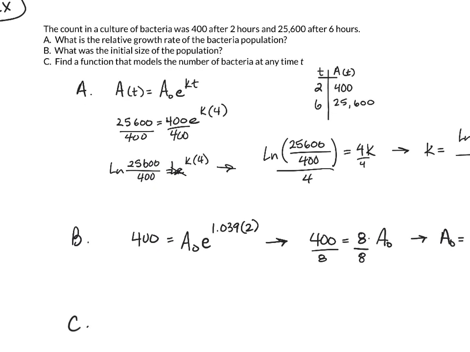So now that we have the initial count and the relative growth rate, we're ready for part C, which is find a function that models the number of bacteria at any time t. So the amount at any time is the initial amount, 50, times e, and then our relative growth rate, 1.039, times t.